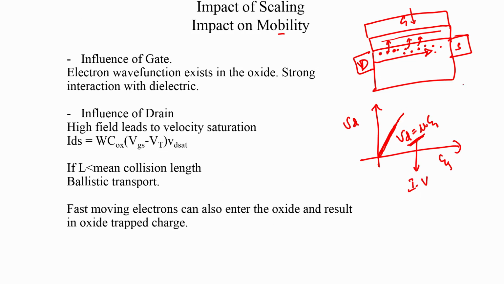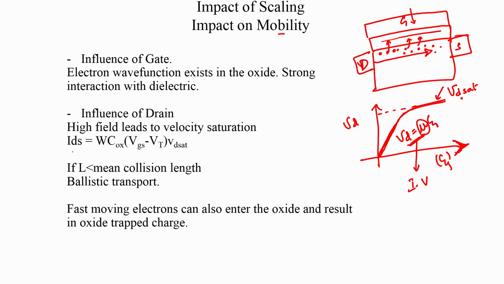But in short channel MOSFETs, particularly if constant field scaling is not deployed and you use constant voltage scaling, it is very likely that the velocity saturates because the field is very large. So, the current voltage characteristics is then determined by the saturated drift velocity, that is V_D sat, and not so much by the mobility.